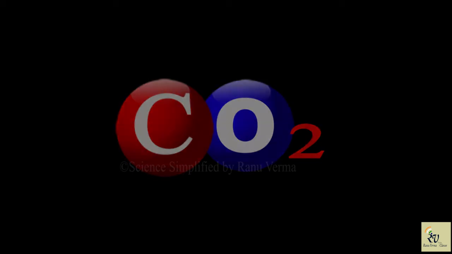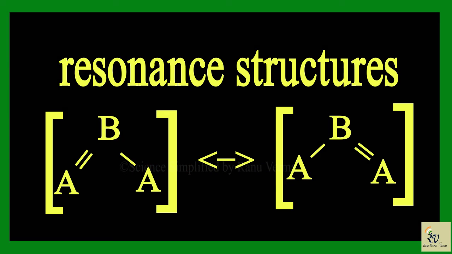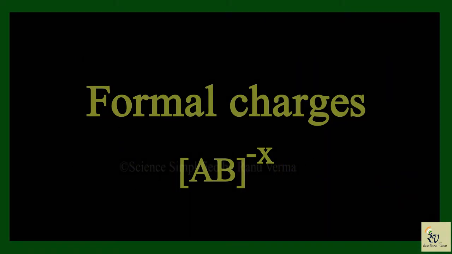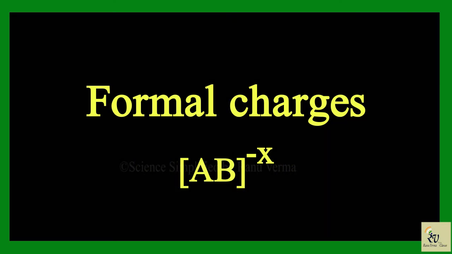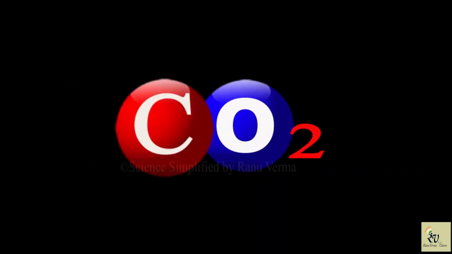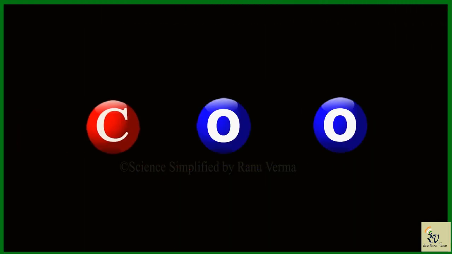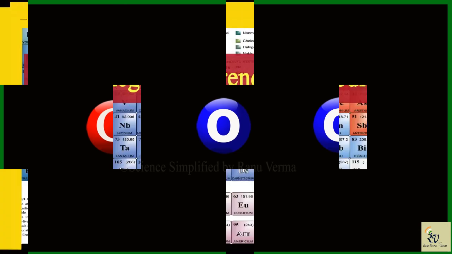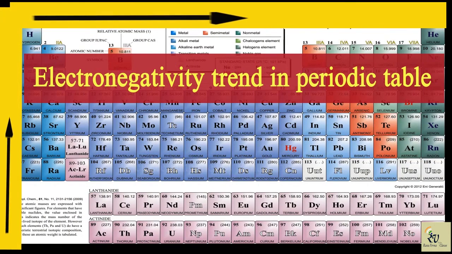In this video, we are going to study the Lewis dot structure of carbon dioxide, its resonating structures, and we will find out the formal charges on the carbon dioxide molecule. First of all, for writing the Lewis dot structure, we have to write the symbols of the atoms of the carbon dioxide molecule. But before that, we have to find out the electronegativity of the elements.